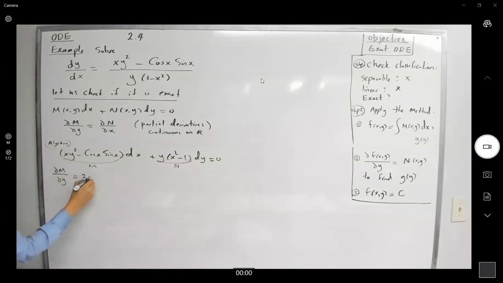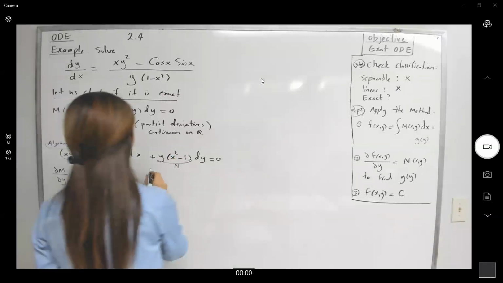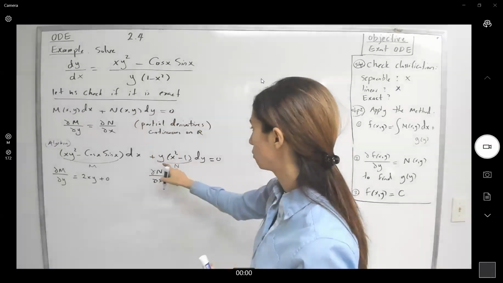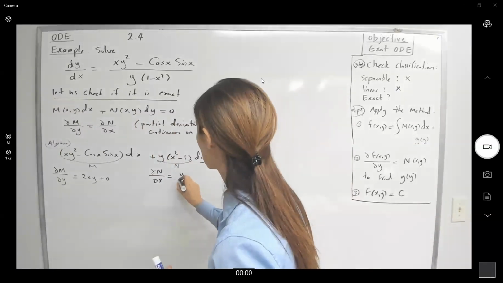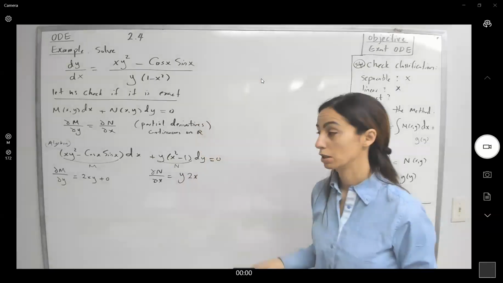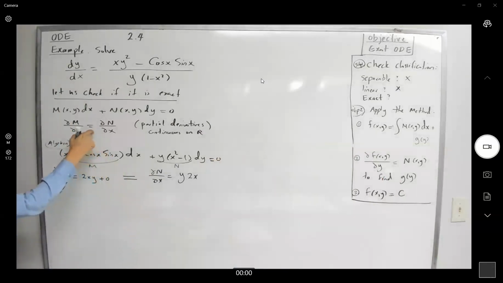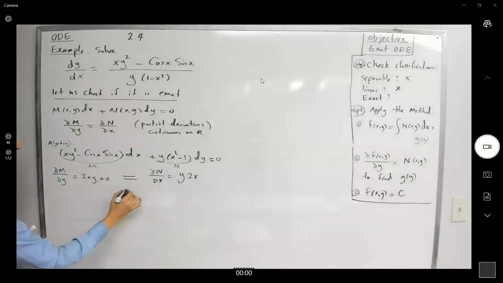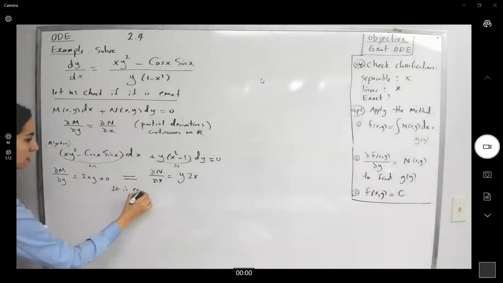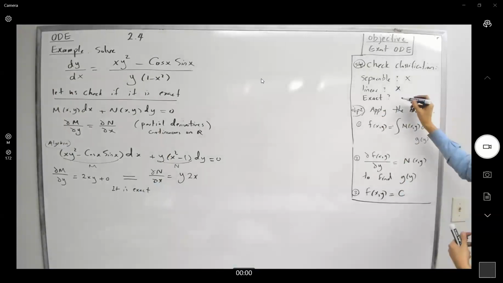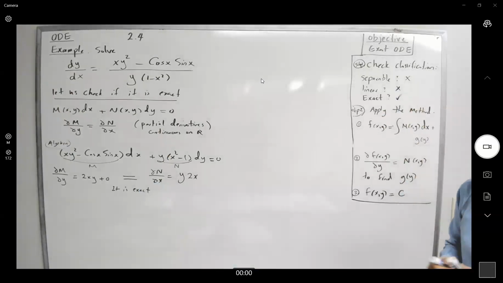Now take the partial derivative of M with respect to y. It gives you 2xy, and this is going to be just 0. And the partial derivative of N with respect to x, well, here you get y times 2x, so 2xy. So as you can see, they are equal to each other. So the condition for being an exact differential equation is met. It is exact. So since it's exact, we should be able to apply the method to find a solution for an exact differential equation.